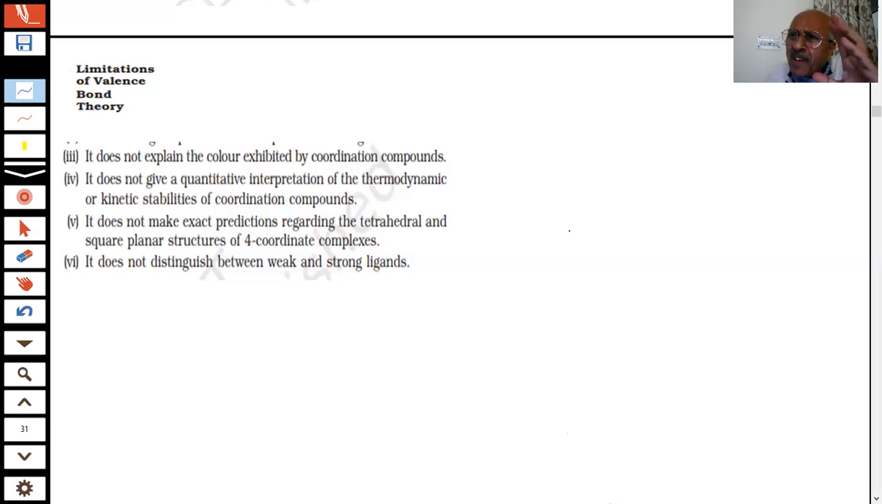What is the basis of valence bond theory? Can you tell me in 1 minute, students? The question is given in the paper: what is valence bond theory? What will you write, students? You have to give your answer. On what basis was the valence bond theory given, students?